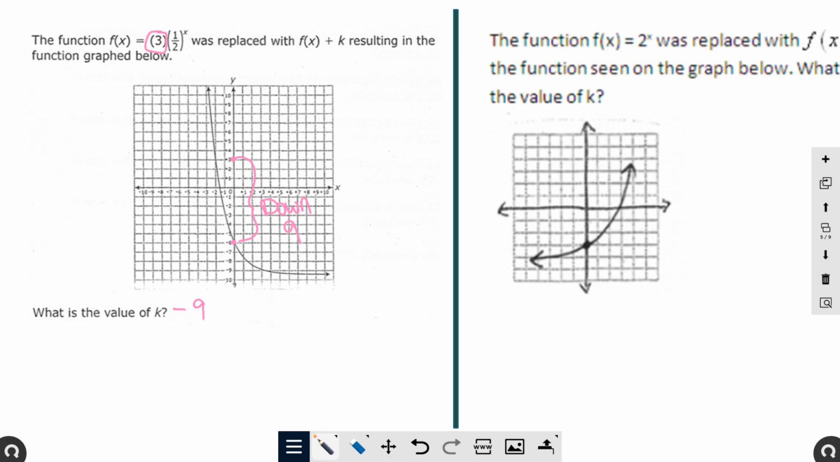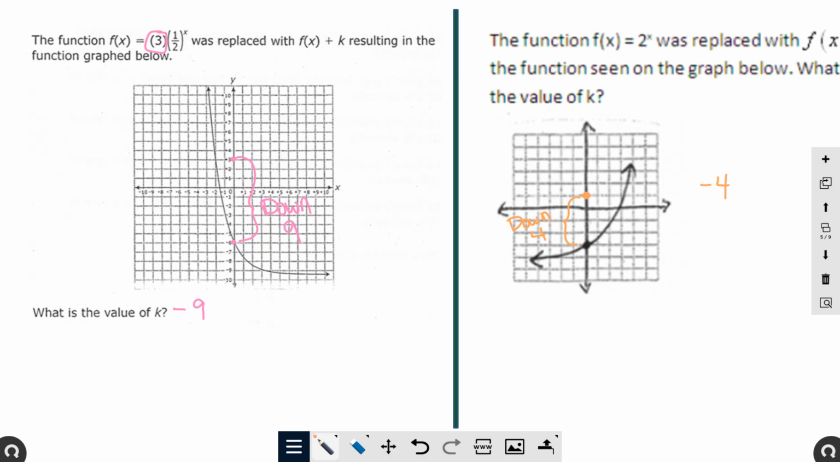It says the function 2 to the x was replaced with the same thing, so now we see this graph. So if you have this function 2 to the x, what is the y-intercept of 2 to the x? We just graphed this one too. It's 1. That's right. Does this graph have a y-intercept of 1? No. It went which way? Down. So our k value is going to be negative. How much did it go down? Down 4. 1, 2, 3, 4. Yep. So the k value would be negative 4.